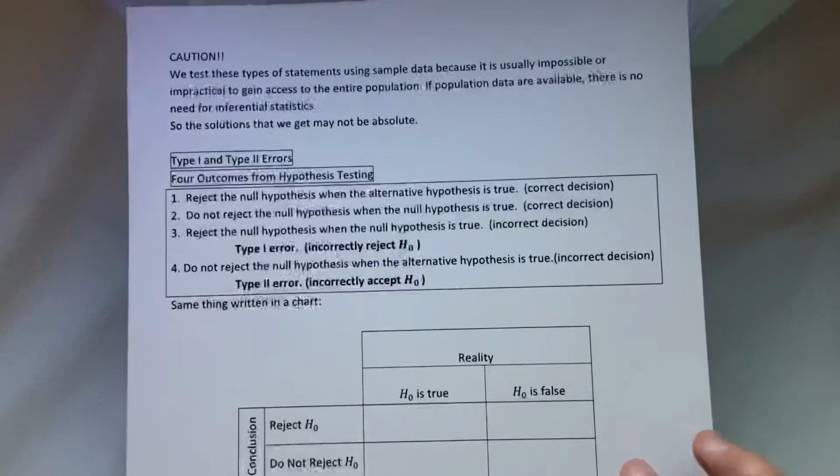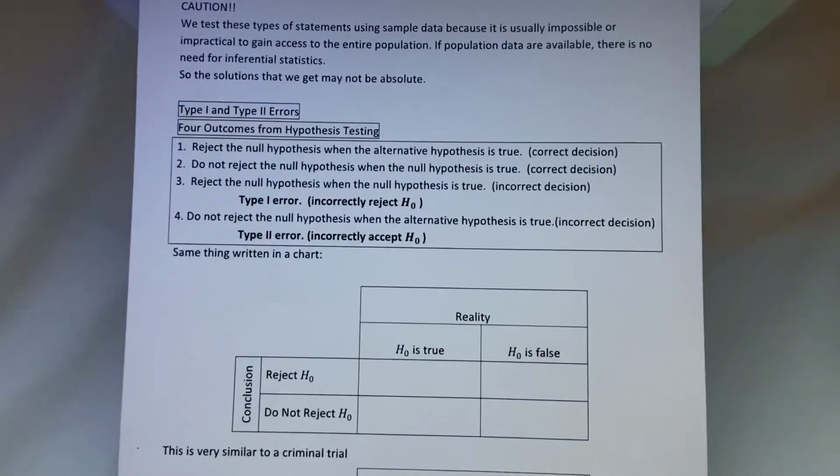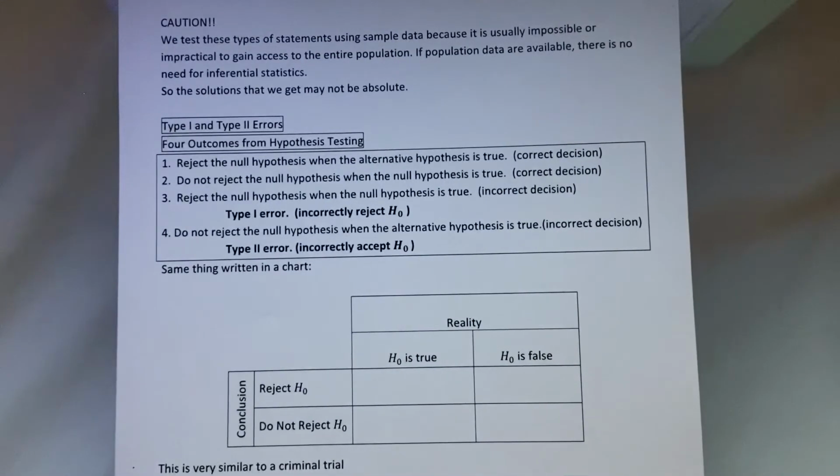Now, naturally, we would like to find evidence that supports or doesn't support our alternative hypothesis, but what we always do is we either reject the null hypothesis or we don't reject it. Now, there's some outcomes here. We could reject it when the alternative hypothesis is true, which means we did the right thing. We could not reject the null hypothesis because the null hypothesis is true. But there's always a chance we can make an error. What happens if we reject the null hypothesis, but the null hypothesis is actually true?